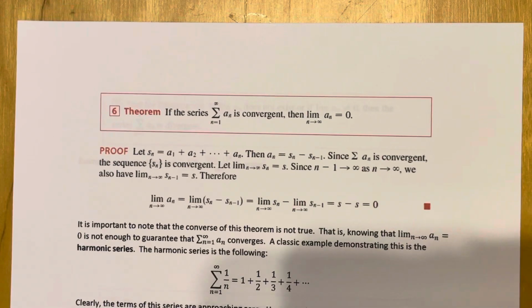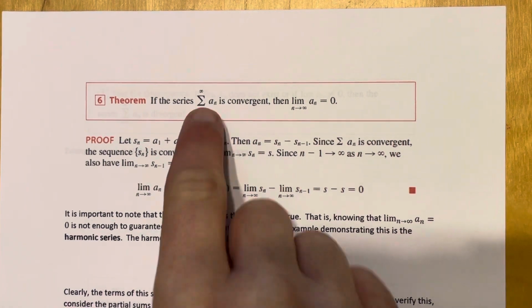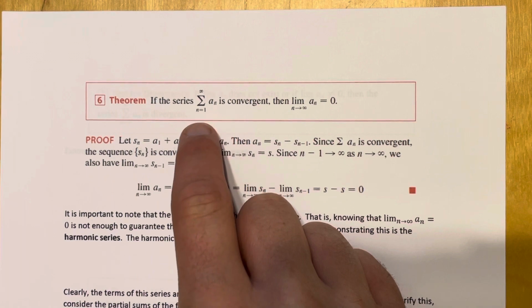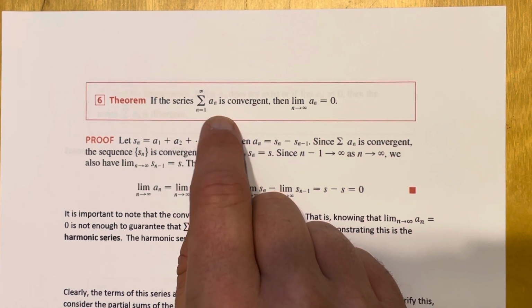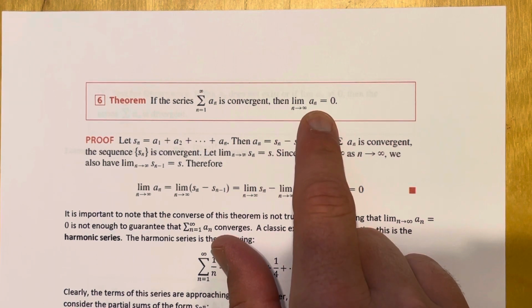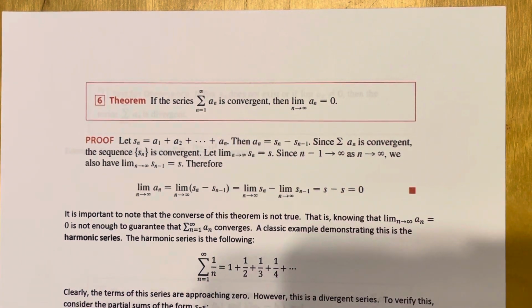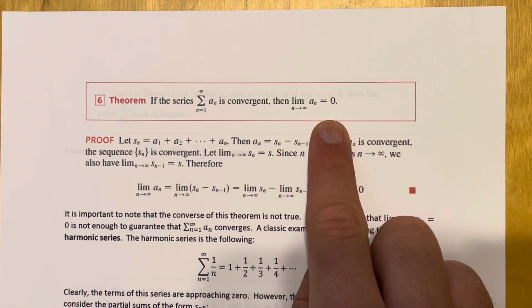Okay? All right. So now let's talk about a theorem that's helpful for showing that a series is divergent. This theorem says that if the series, this general series here, n equals 1 to infinity of a_n, is convergent, then the limit of its sequence of terms, so this is the limit of the terms if you put them into a sequence, is equal to 0.